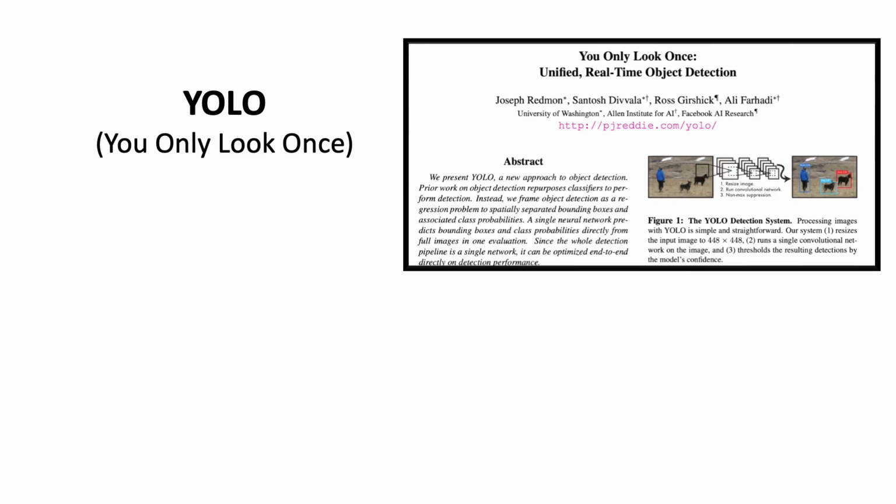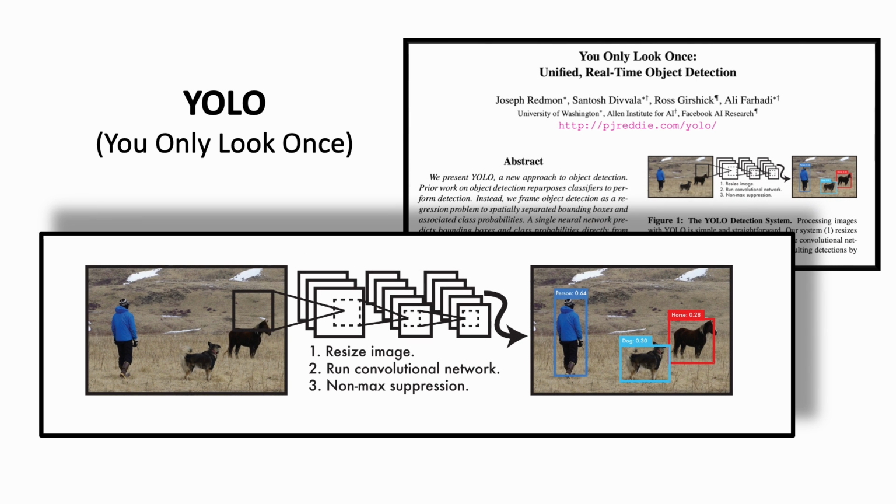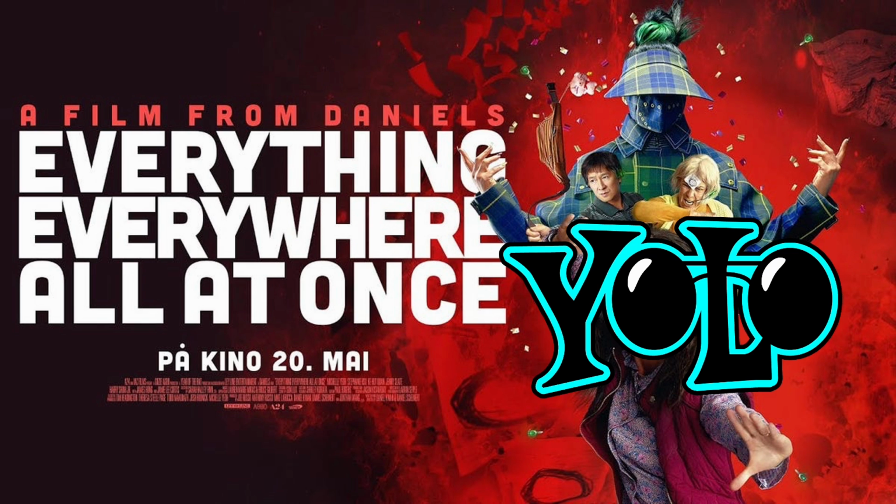And one of the most popular object detection models is the YOLO model, or You Only Look Once model. The name YOLO comes from the fact that this algorithm looks at an image exactly once and predicts all the bounding boxes for all the objects in just that one single forward pass. This makes YOLO run pretty fast, and therefore it is the go-to choice for many real-time object detection applications. It can literally detect everything everywhere all at once.